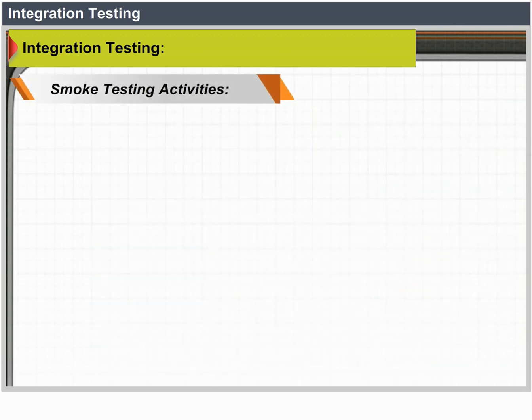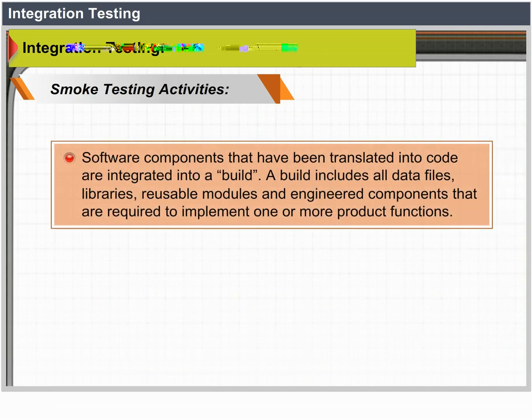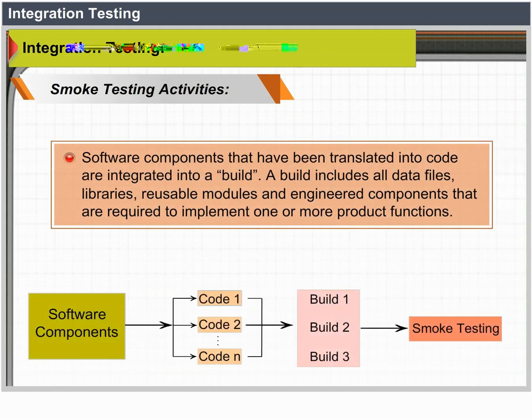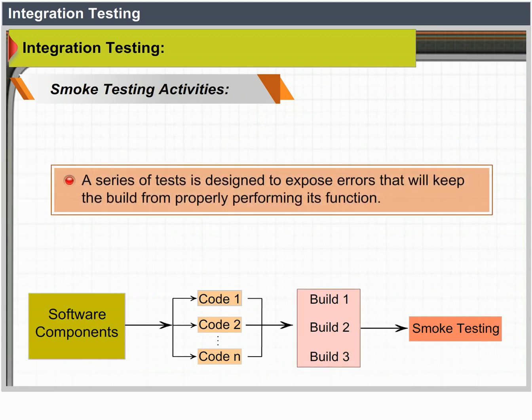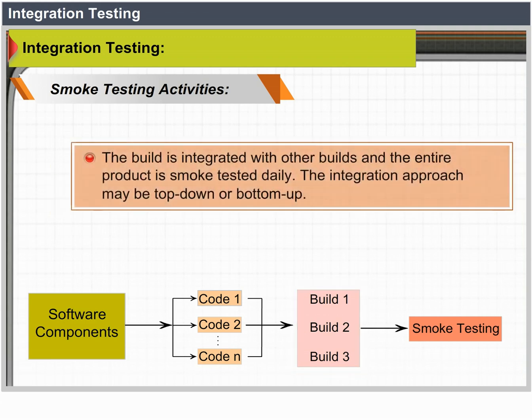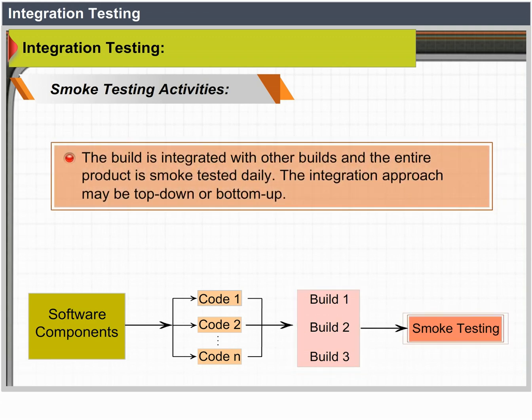Smoke testing activities. Software components that have been translated into code are integrated into a build. A build includes all data files, libraries, reusable modules, and engineered components that are required to implement one or more product functions. A series of tests is designed to expose errors that will keep the build from properly performing its function. The build is integrated with other builds and the entire product is smoke tested daily. The integration approach may be top-down or bottom-up.